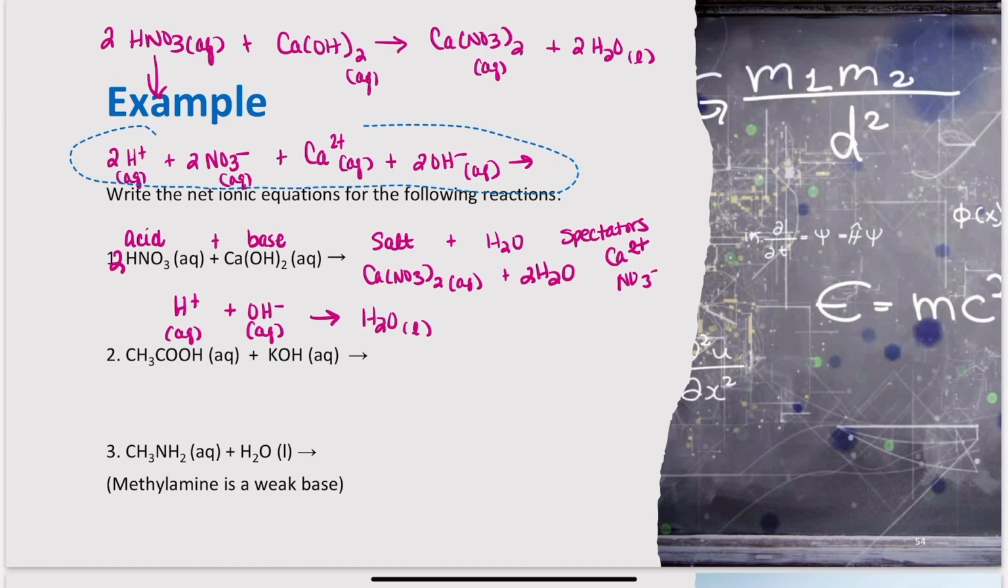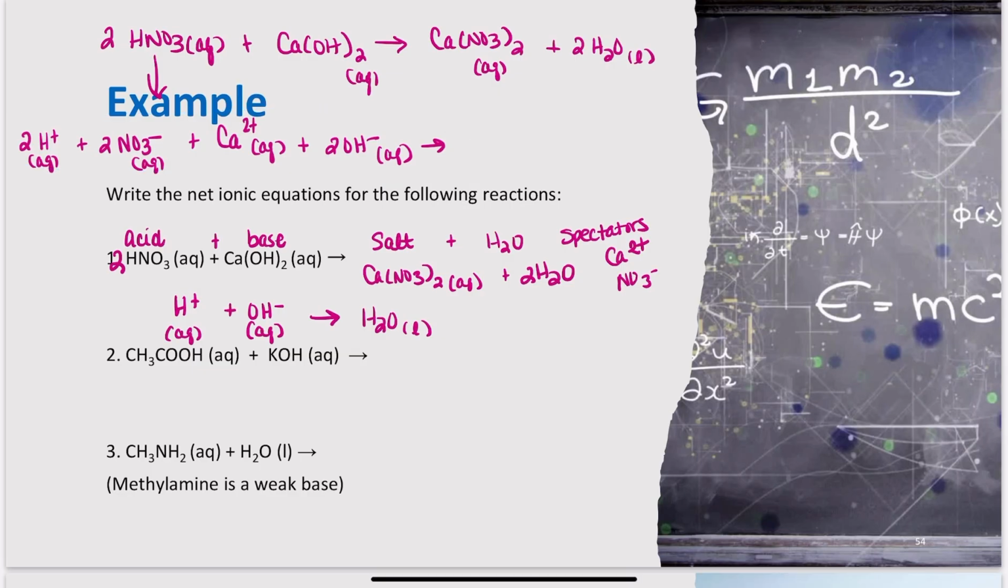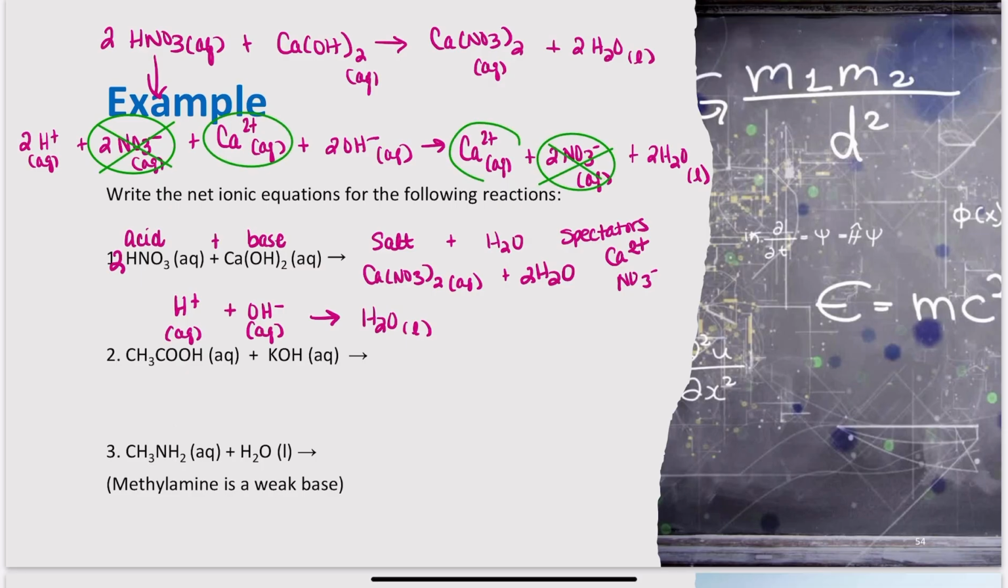I'm going to run out of space here. Calcium nitrate splits apart, forming calcium ion and 2 moles of nitrate ion. And then 2 moles of water are formed. If I take out my spectators here, I have 2 moles of nitrate and 2 moles of nitrate, 1 mole of calcium ion, 1 mole of calcium ion.